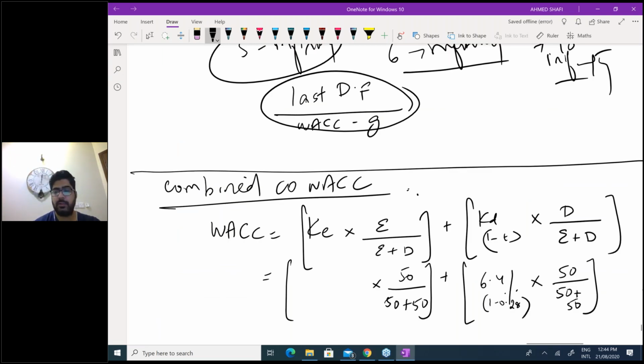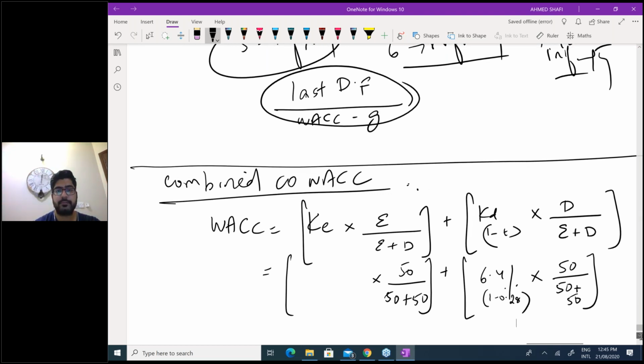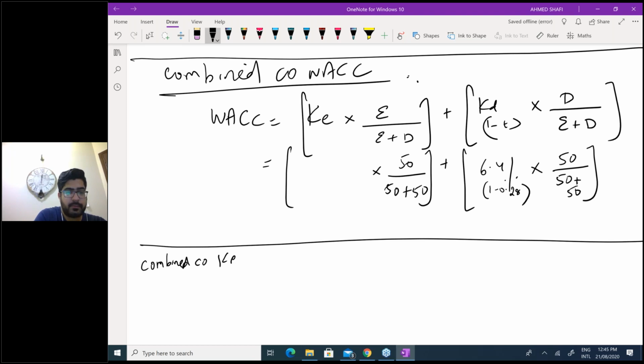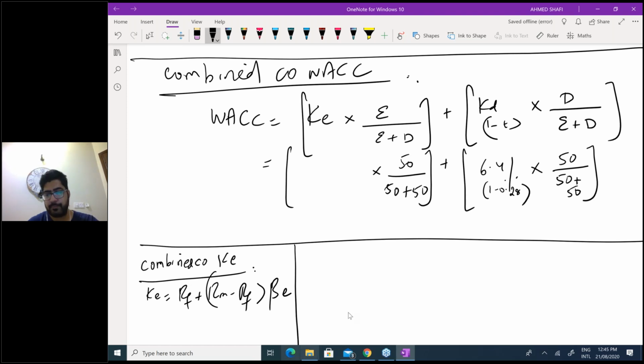Now finally you need the combined company's KE. So what is the formula of KE? RF plus (RM minus RF) times beta equity. Now I need you all to pay attention to this. The combined company's KE is RF plus (RM minus RF) times beta equity.